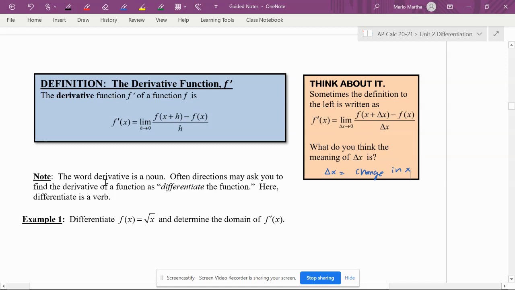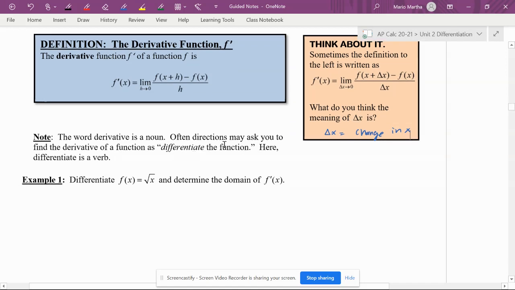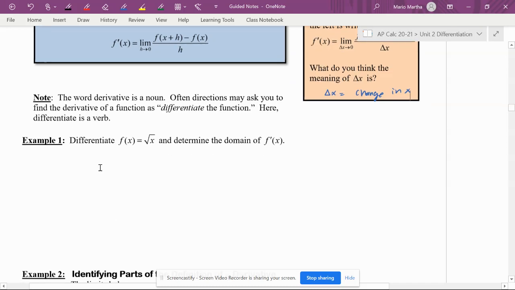Note that the word derivative is a noun. Often directions may ask you to find the derivative of a function as differentiate the function. So here, differentiate is a verb. Be careful: differentiate and find the derivative are pretty much the same thing.